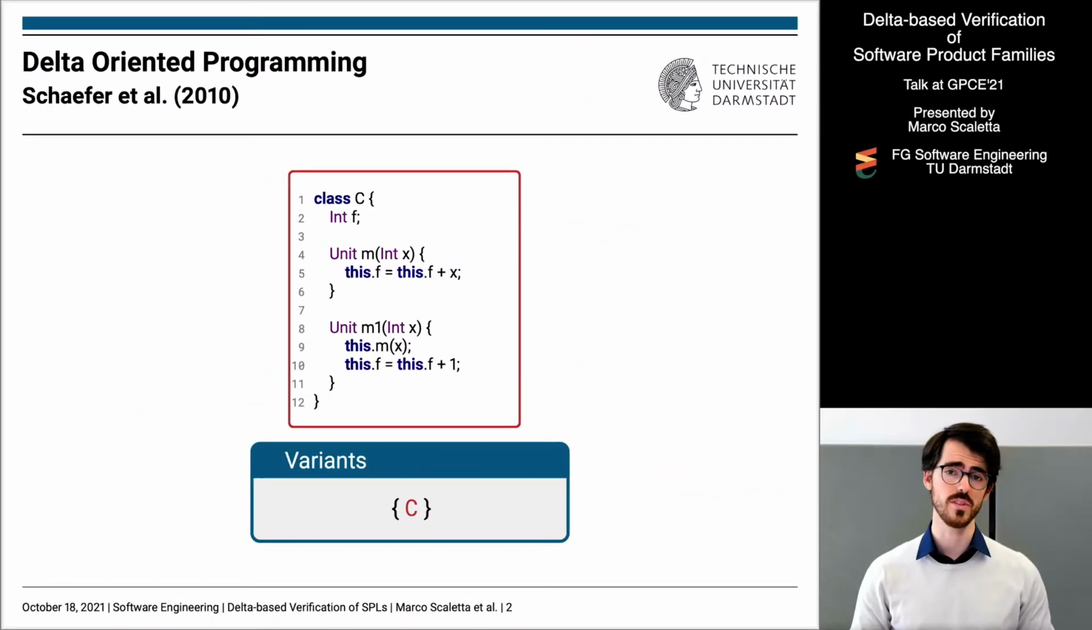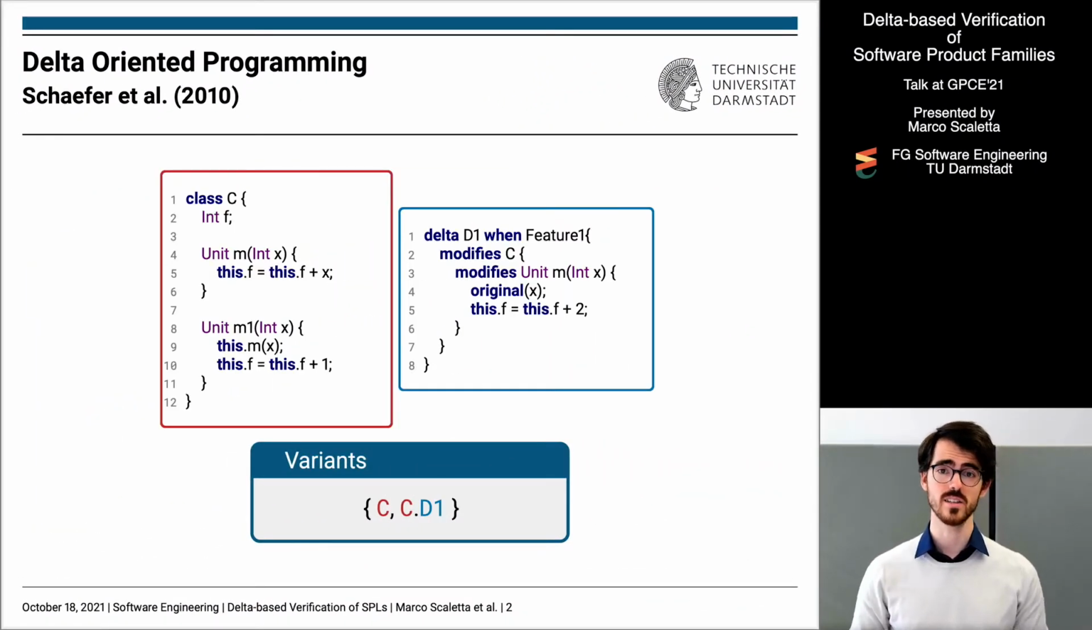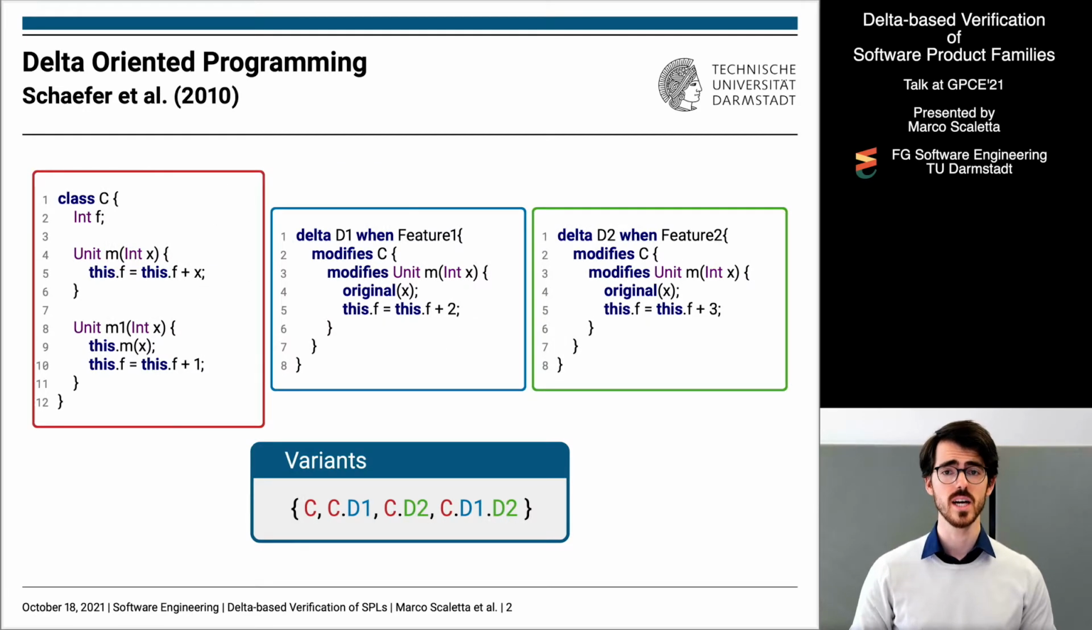What we want to address is the verification of software product lines that are implemented with the delta-oriented programming approach. With this approach, we can apply deltas that are modifications to a core variant, and in this way we're able to generate variants that are our products.